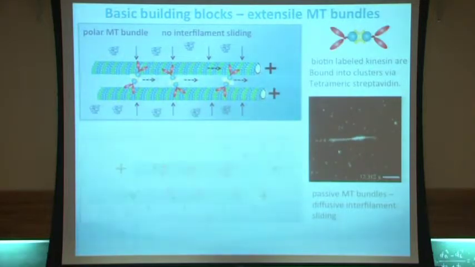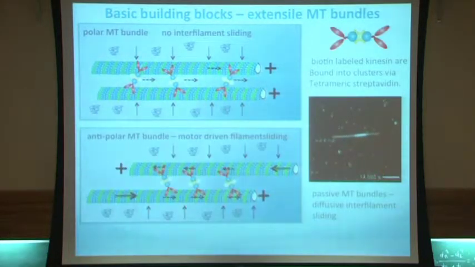Now, when I make this bundle, it's equally likely that the filaments will have the same polarity or the opposite polarity. If they have the opposite polarity, what's going to happen? That means that the plus end is here and this plus end is here. This motor is going to walk along this direction, and this motor is going to walk along this direction, right? And as these motors are walking along, they'll push the microtubules apart, okay?